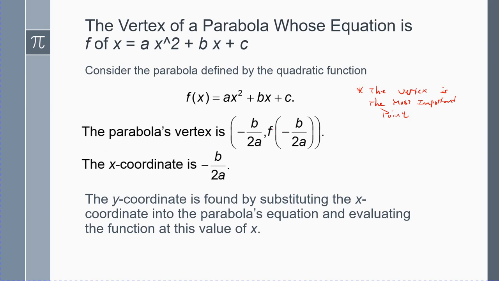And then to find the y-coordinate, you just plug it in. So f of negative b over 2a. So I'll write that here. The y-coordinate is f of negative b over 2a. Okay, so again, this y-coordinate is found by substituting the x-coordinate into the parabola's equation and evaluating the function at this value x. It's just an amazing formula that you'll use and be like, oh, okay, so what's the vertex? Boom, boom, boom. I'll just plug this right in and go. And I'm going to do 2 examples so that you can see this, okay?